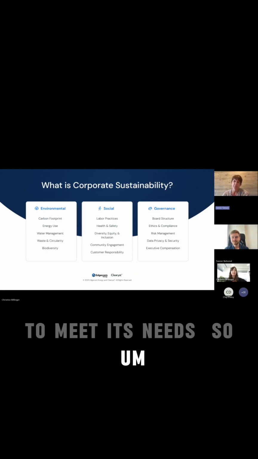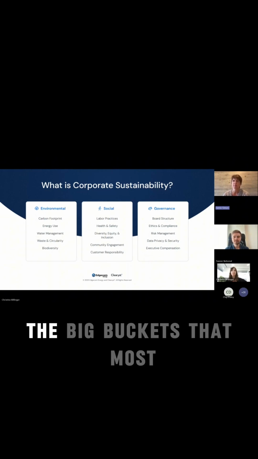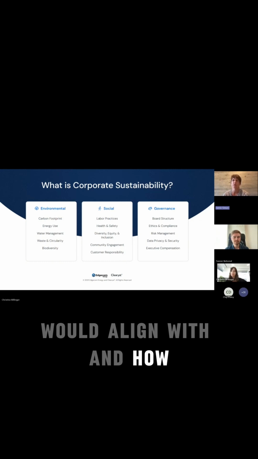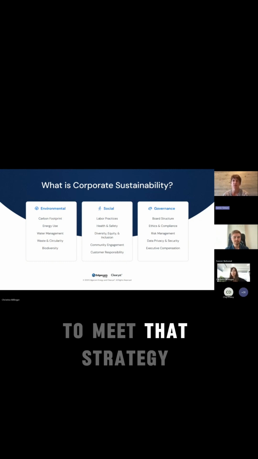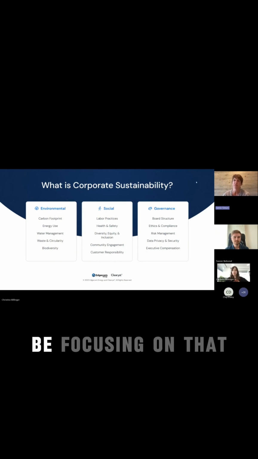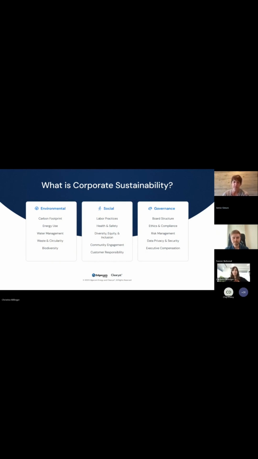So for those of you that are a little bit newer to the corporate sustainability strategy, these are the big buckets that most frameworks would align with, and how you would align your operations to meet that strategy. So we won't go into all of these now, because today we're really going to be focusing on the energy and carbon footprint on the environmental side. Next slide.